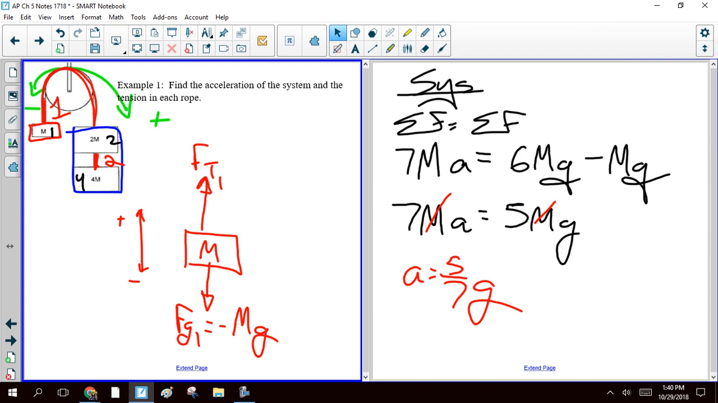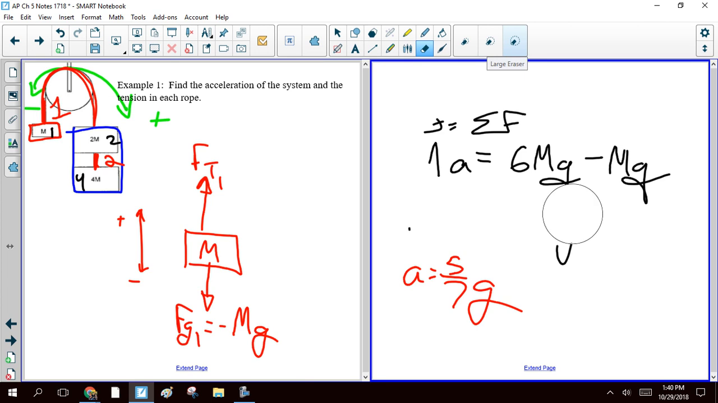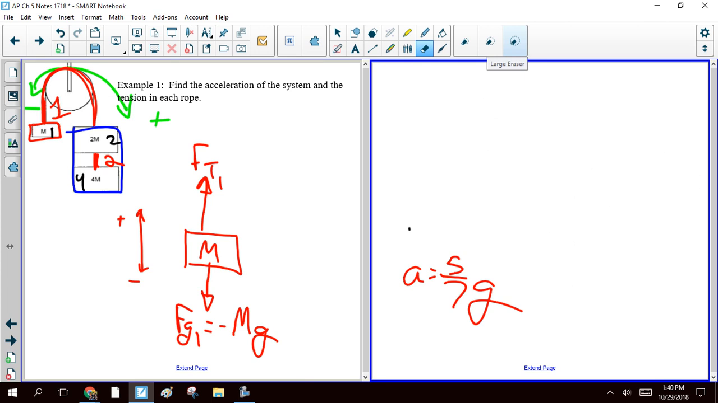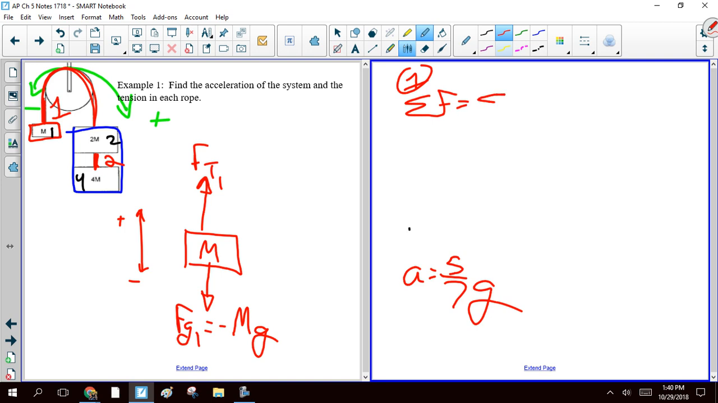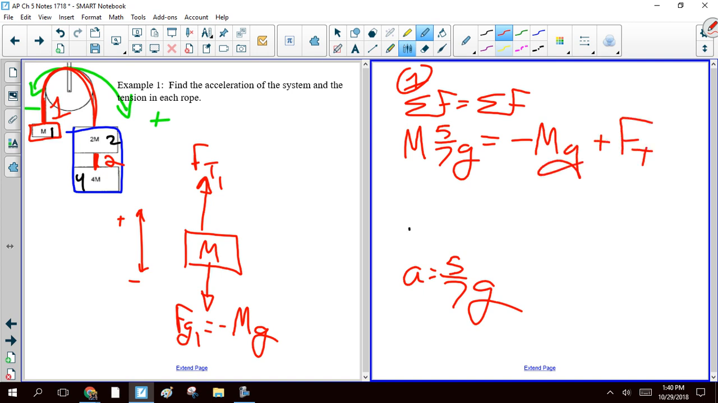Once again, I'm just going to do net force equals net force. So for block 1, the mass of block 1 times the acceleration, which is 5/7 g, equals the force of gravity, which is negative mg, plus whatever my tension force is. So add mg to both sides, and you get 12/7 mg is the tension.